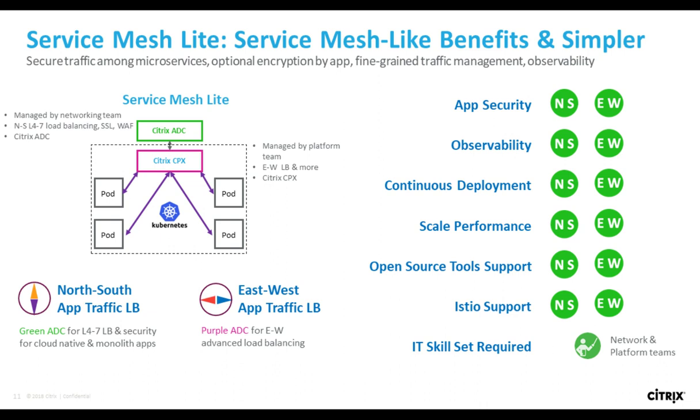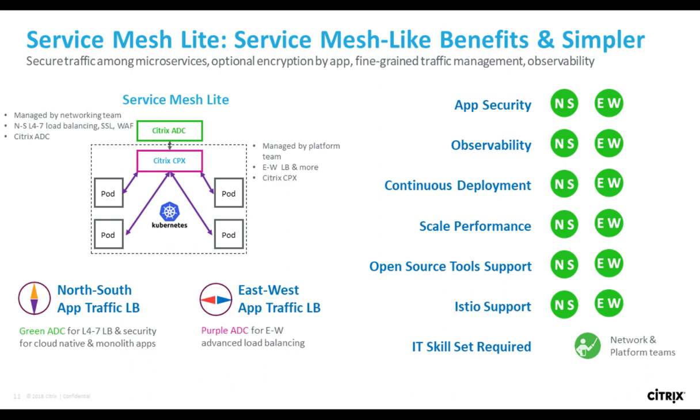And the skill set learning is hardly any new. It is pretty much at par with the first simplest architecture which we saw, where platform and networking teams need not learn anything new. To summarize, if you really love the service mesh features like advanced security, observability, continuous deployment, Istio support, but make it very simple, this is the architecture to go for.